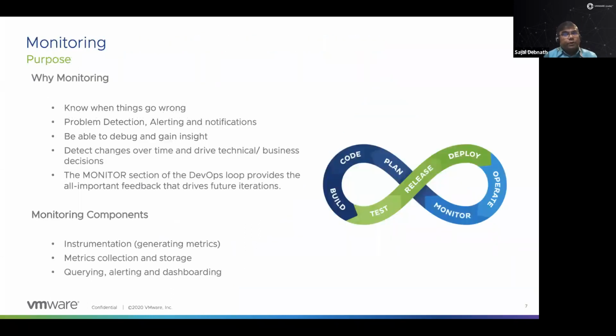If we look into monitoring at its core, why monitor? Because we want to know when things go wrong. That's why we monitor certain things.